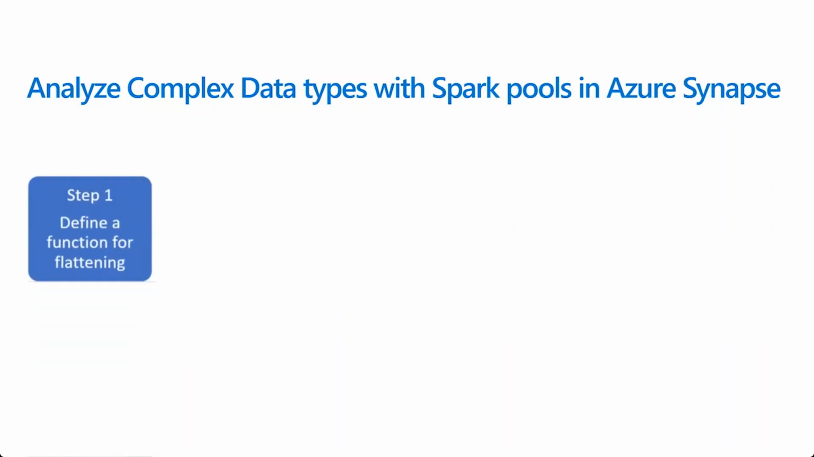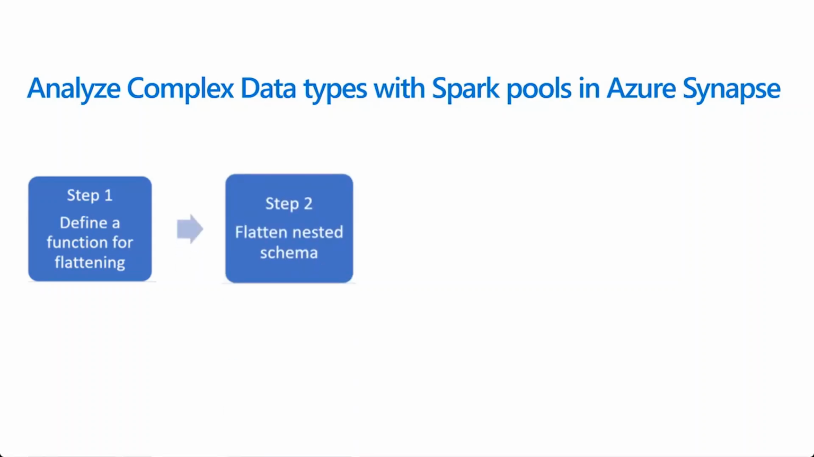Step 1 is to define a function for flattening. We define a function to flatten the nested schema. This function can be used without change. Step 2 is to flatten the nested schema. Use the function to flatten the nested schema of the data frame into a new data frame.